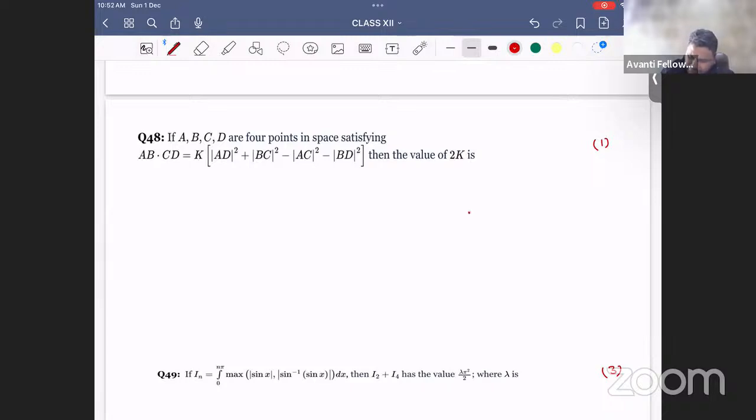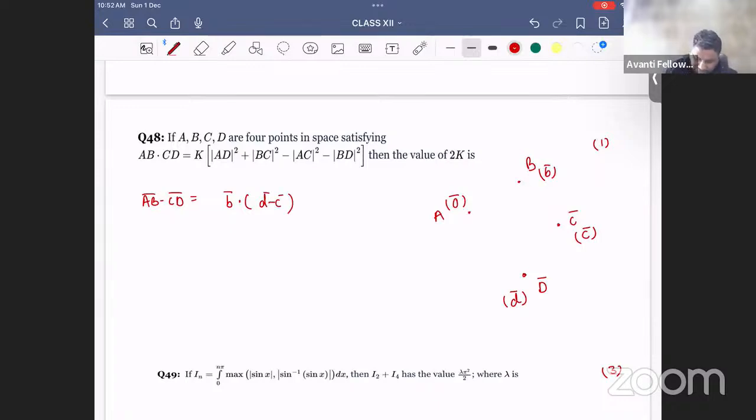Say this is A. There is somewhere B. There is somewhere C. There is somewhere D. A, B, C, D are 4 points in the space. So let us assume this A as origin. Let us assume this is B, this is vector C, and this is vector D. Got it? So AB dot CD. AB dot CD is what? B minus 0 dot CD, which is D minus C.